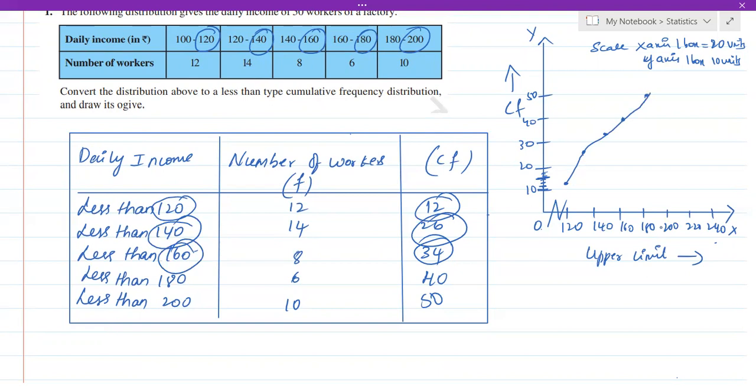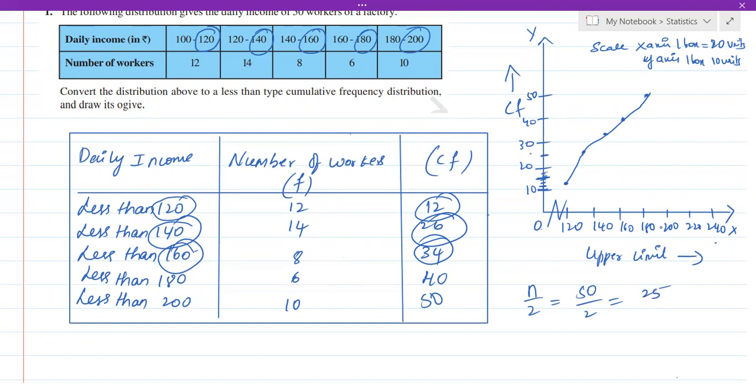Now what we are going to do is calculate n by 2. What is n? Add all these things, you get n, isn't it? So n will be 50. 50 by 2 is 25. I'm sorry, so 25 will be here, right?